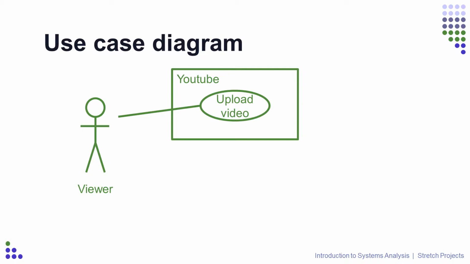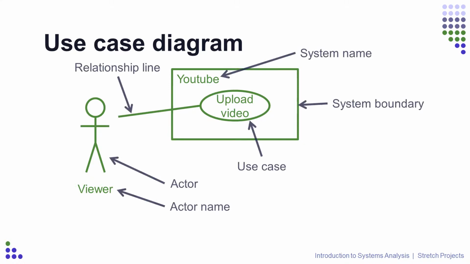Actors are the people who use the system, and the use case is what they use the system for. All use cases are then grouped together inside the system boundary, and together this represents everything that the system is capable of doing. So let's have a closer look at each element.